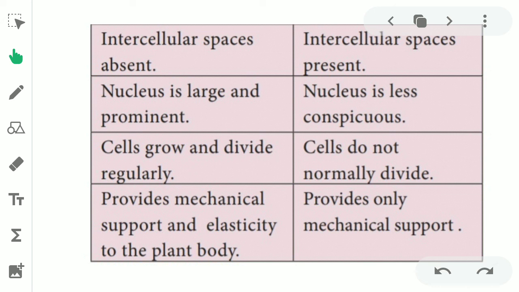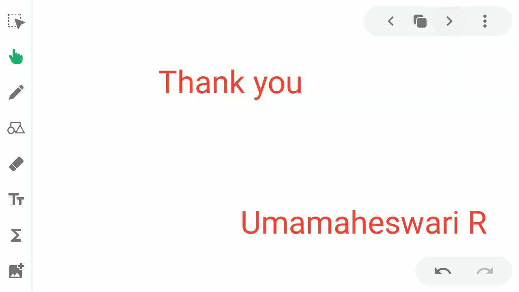Meristematic cells grow and divide regularly. Permanent cells do not normally divide. They provide mechanical support and elasticity to the plant body, or only mechanical support. Thank you, children.